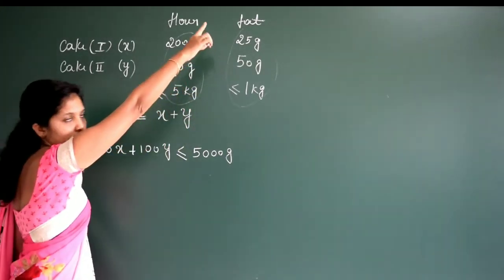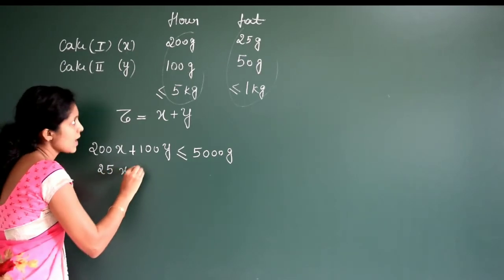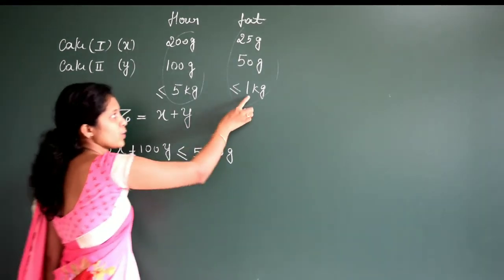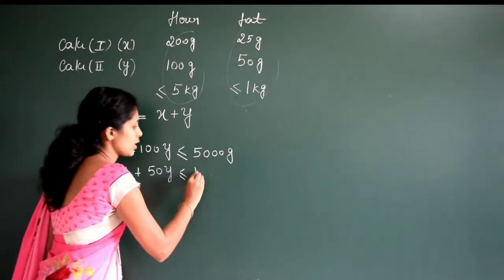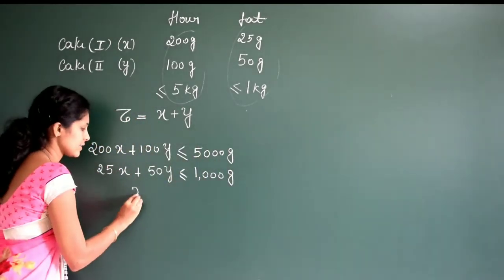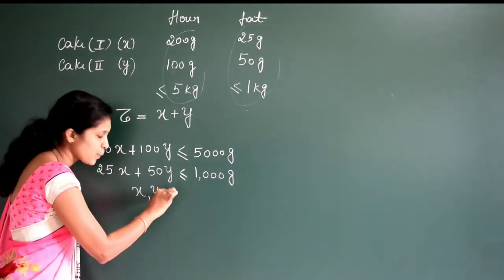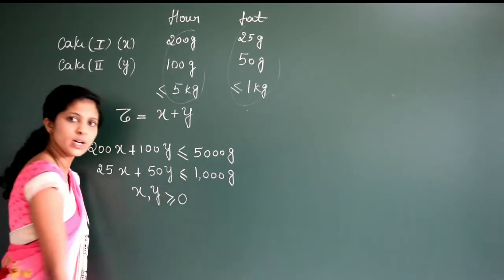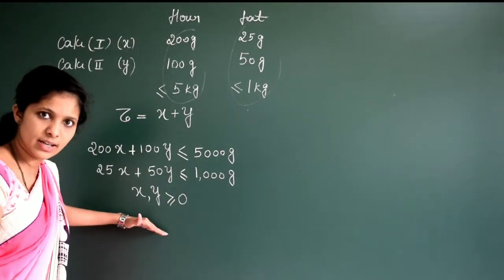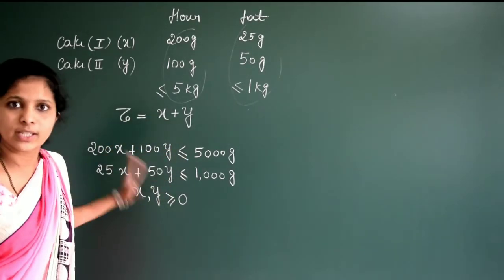The second equation will be for the fat, that is 25x plus 50y should be less than or equal to 1 kg. If you convert that into gram, this will be 1000 gram. Is it clear? And then x and y should be positive, x and y greater than or equal to 0. Now we got constraints, right? There are 3 constraints. We have to find the maximum value of z. Now by using this you can solve the problem.